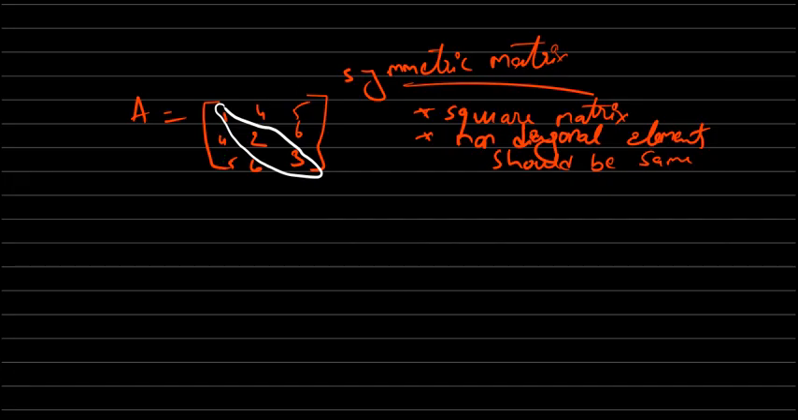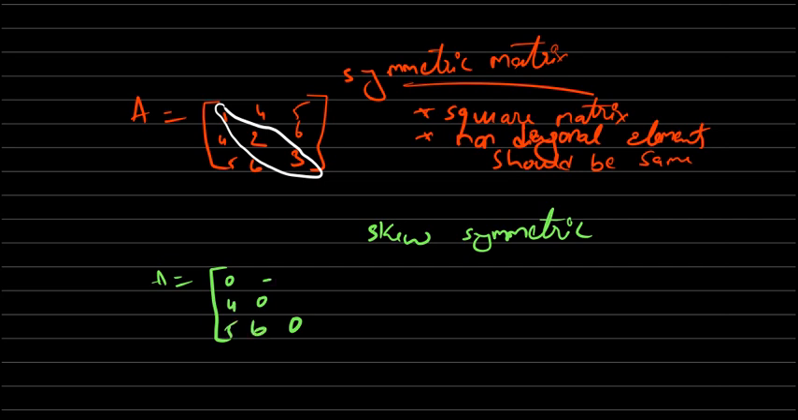What do you mean by skew symmetric? I will use the same thing, but in a skew symmetric matrix, the diagonal elements must be zero, and the non-diagonal elements, like this 4, 5, 6, will become negatives on the other side. Then this becomes a skew symmetric matrix. Here also there are two conditions. First, it should be a square matrix. I hope you know what a square matrix is: the number of rows is equal to the number of columns. And one more thing, the diagonal elements must be zero.